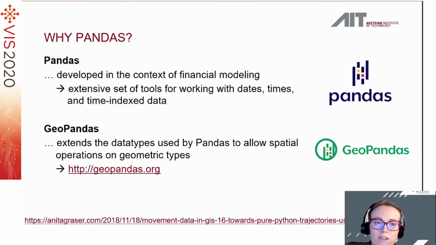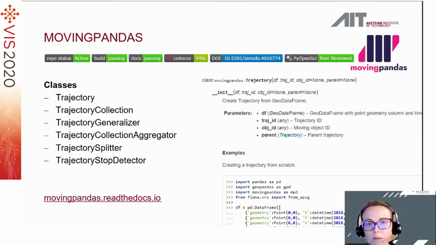And then a couple of years ago, we got the addition of GeoPandas. So also the handling of geographic information in these data frames, in this time series, started to take shape. And basically with the time aspect and the spatial aspect already in place, it seemed like time was ready to do something for movement data as well.